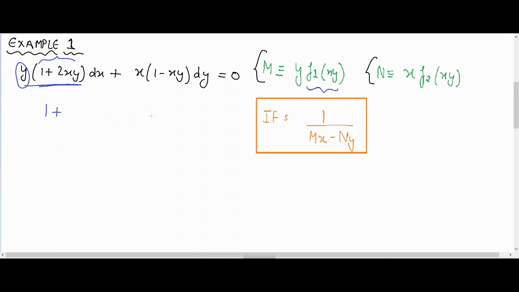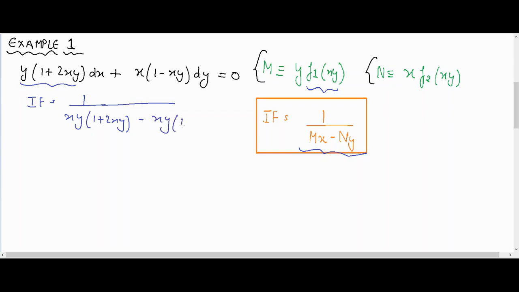So after identifying the necessary condition, the rest of the procedure is quite easy. You just have to find the integrating factor. As we saw, the integrating factor is simply 1 divided by Mx minus Ny. So let's write it down. This whole thing is M, so this will become Mx. We have to multiply this by x only: 1 plus 2xy. Then 1 upon minus N times y, so this will become xy, and 1 minus xy.